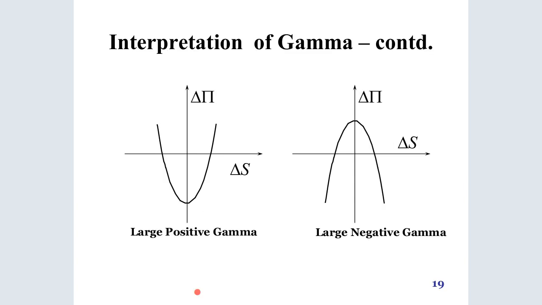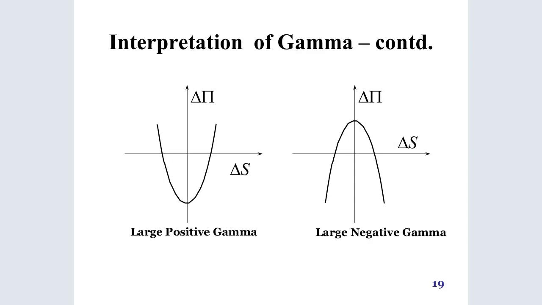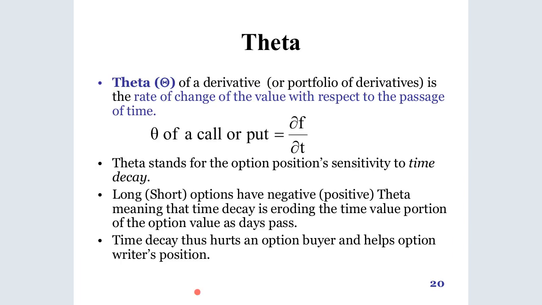On the other hand, if you have a very large positive or large negative gamma, then you can see that the curve will still be similar, but instead of being flatter, it will be much sharper, as you can see. The small gammas will make the curve flat. Very large gammas will make the curve much sharper.